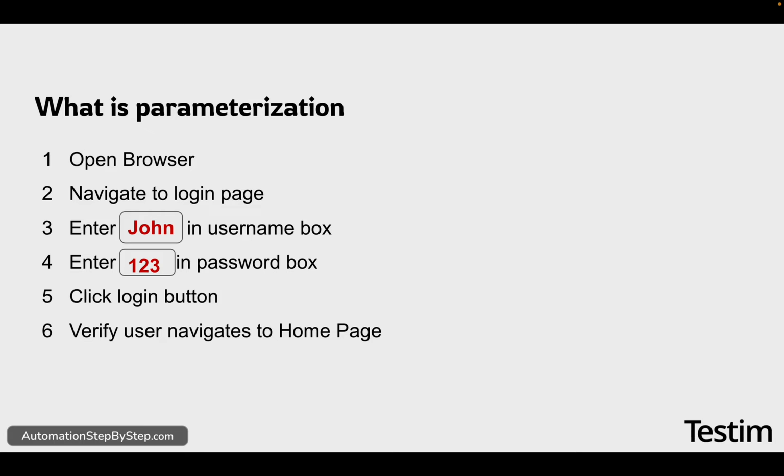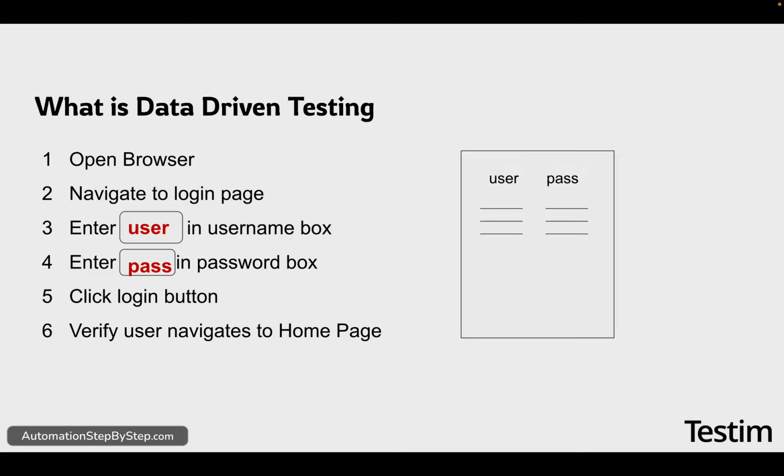Now in this test we have two data values, John and 123. In the process of parameterization, the first step I will do is replace these values with some parameters or variables. Let's say I use user for the username and pass for the password. This process is called parameterization, where we replace the hard coded values with some variables in our test. Now in the second step, while doing data-driven testing, we will use some external script or file, and we will add these two variables or parameters in that file, and then we will also add the values for these parameters.